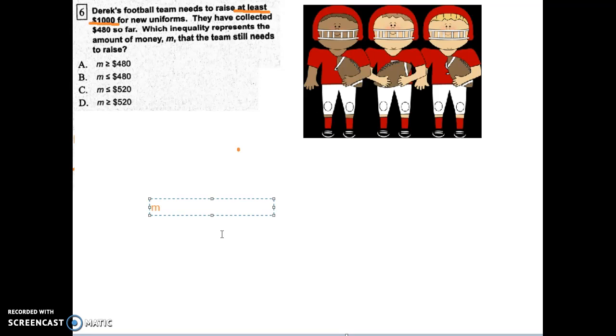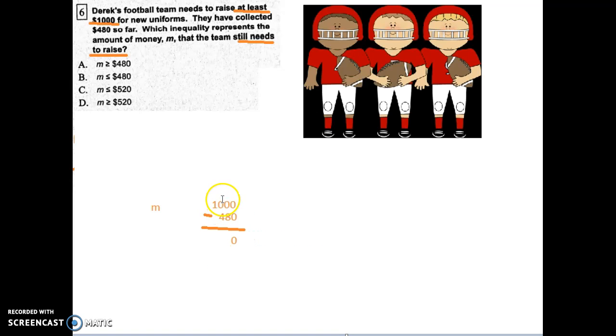Since they already got 480, we know it's gonna be 480, right? And we have 1,000, right? Because our question is asking us how much they still need to raise, we're gonna say 1,000 minus 480 is gonna equal how much money they still need to raise. So let's work that out real quick. This is gonna be a minus. 0 minus 0 is 0.